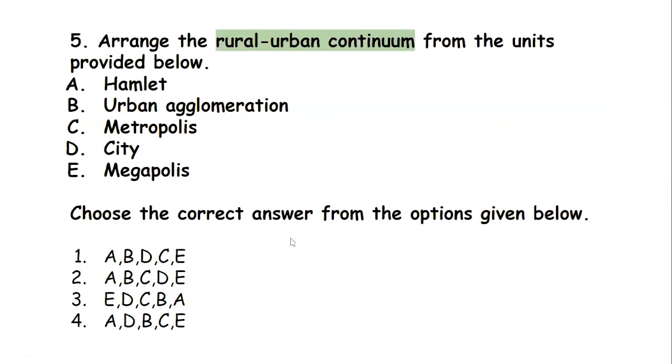This is also an arrangement kind of question. The question is, arrange the rural-urban continuum from the units provided below. The options are hamlet, urban agglomeration, metropolis, city, and megapolis. In order to answer this question, you have to know what the rural-urban continuum is. So let's look at what that is.